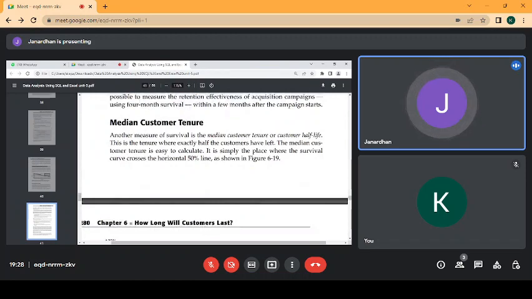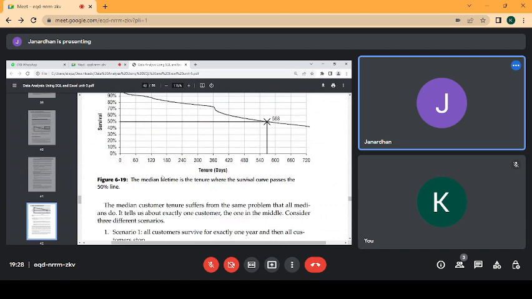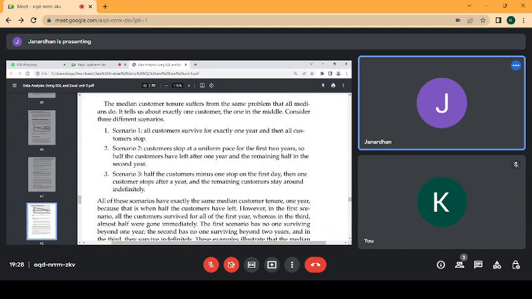Median customer tenure. Another measure of survival is the median customer tenure, or customer half life. This is the tenure where exactly half the customers have left. The median customer tenure is easy to calculate. It is simply the place where the survival curve crosses the horizontal 50% line. The median customer tenure suffers from the same problem that all medians do.